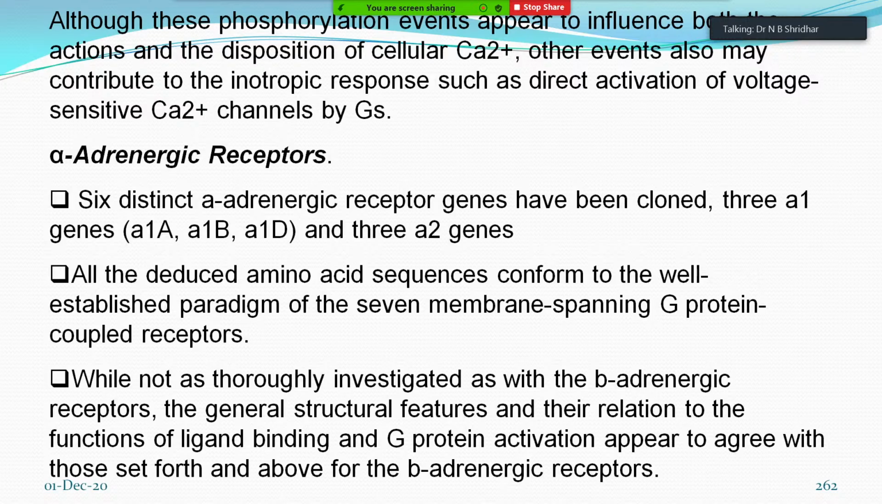So the G protein receptor is 7 membrane spanning. While not as thoroughly investigated as the beta-adrenergic receptors, the general structural features, and the relation to the functions of ligand binding and G protein activation appear to agree with those set forth above for the beta-adrenergic receptors. And the actions of the alpha adrenergic receptor do vary to a great extent when compared to the beta adrenergic receptor, because the function and ligand binding are interrelated.